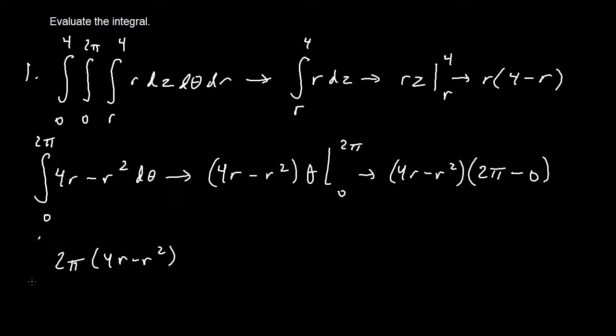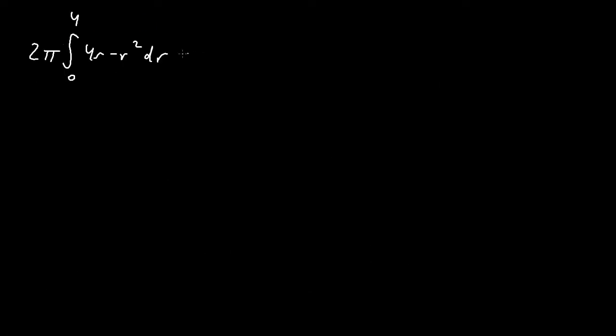Now let's go ahead and evaluate the outer integral, this time from 0 to 4, with respect to r. Since the 2 pi is a constant, that can come outside the integral, so we get 2 pi times the integral from 0 to 4 of 4r minus r squared times dr. And so the integral of 4r is going to be 2r squared, minus the integral of r squared, which is r cubed over 3. Don't forget we do have 2 pi on the outside. Let's go ahead and evaluate it from the r bounds of 0 to 4.